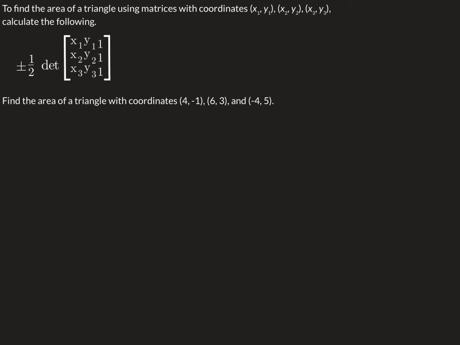value. So in our example, we want to find the area of a triangle with the following coordinates: (4, -1), (6, 3), and (-4, 5). So we're going to do the determinant. So 1/2 of, and I'll set up the matrix, we go 4, -1, 1, 6, 3, 1, -4, 5, 1.